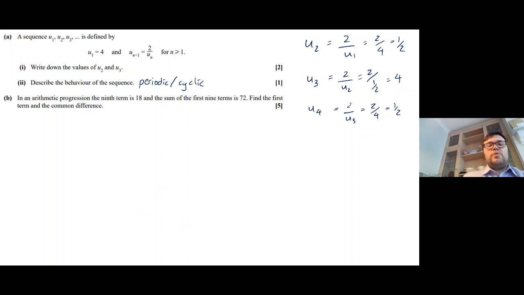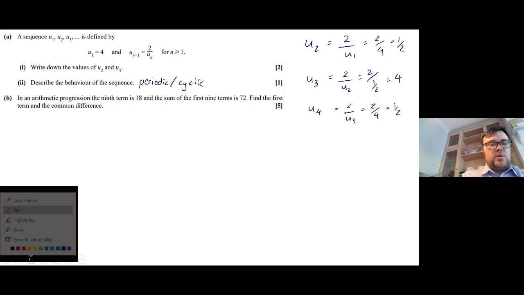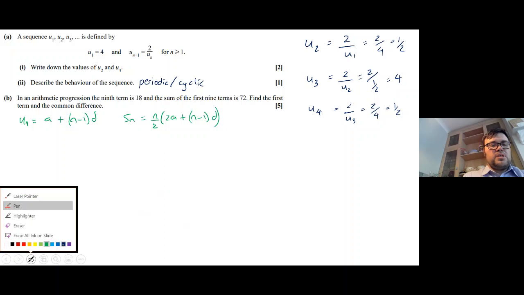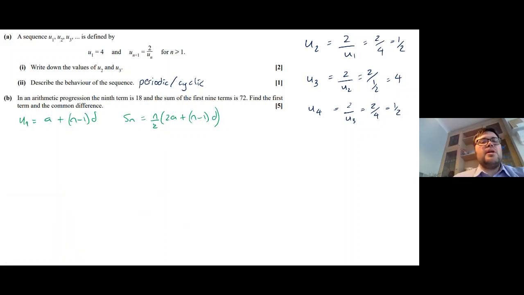So if you now remember, we have un equals a plus n minus 1 d. We have Sn is equal to n over 2 times 2a plus n minus 1 d. So those are the formulas. Because they're arithmetic and geometric, when we go into that question, I'll write those down as well. So these are the two formulas that we're going to use.